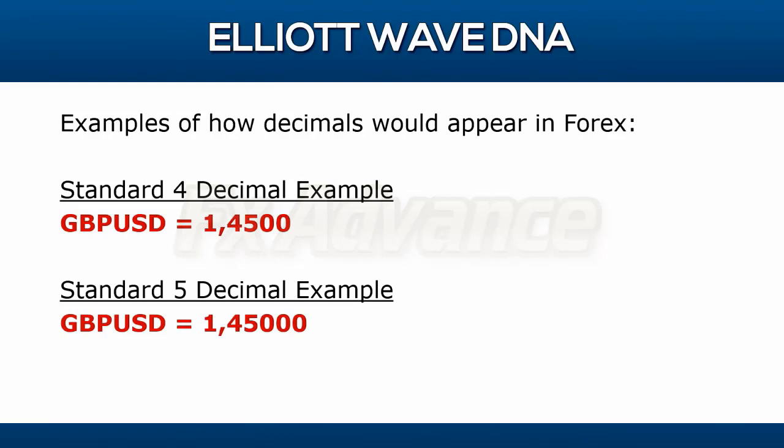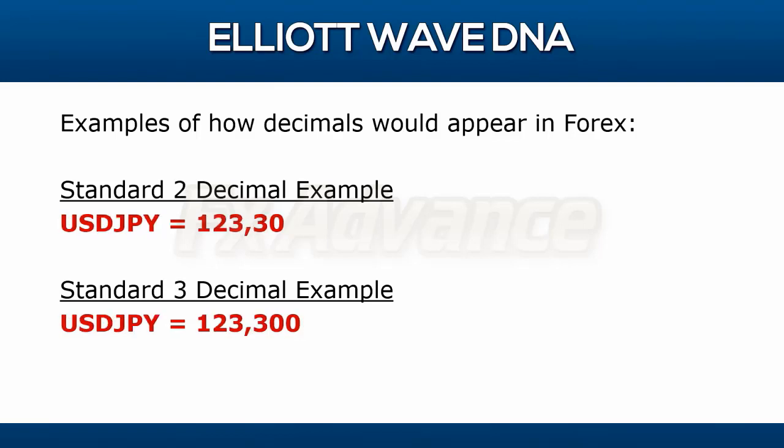Example of how decimals would appear in Forex. Standard 4 decimal example: Pound dollar is quoted at 1.4500. You can see 4 numbers after the 1 and dot. Standard 5 decimal example: Pound dollar is quoted at 1.45000. So you can see 5 numbers after the dot.